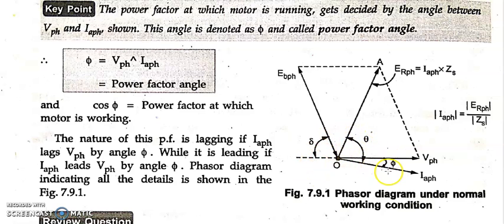And what about theta? As I said, theta is the angle between the resultant EMF per phase and Ia phase, and this theta will always be approximately equal to 90 degrees. And what about this phi? Phi is the power factor angle. Total three angles are there here. The power factor angle is measured between the applied voltage V phase and the current Ia phase.